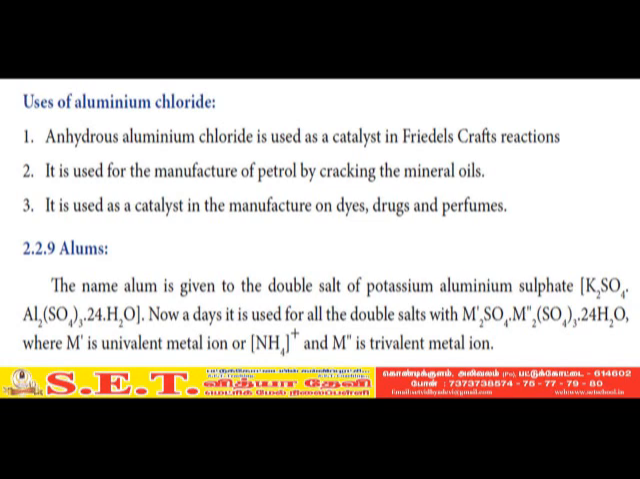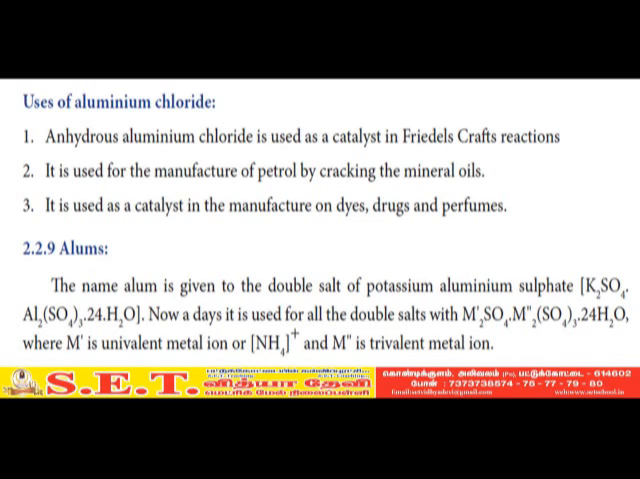And the second one, it is used in the manufacture of petrol by cracking of mineral oil. Third, it is used as a catalyst in the manufacture of dyes, drugs and perfumes. The uses are very, very important for your public examination.